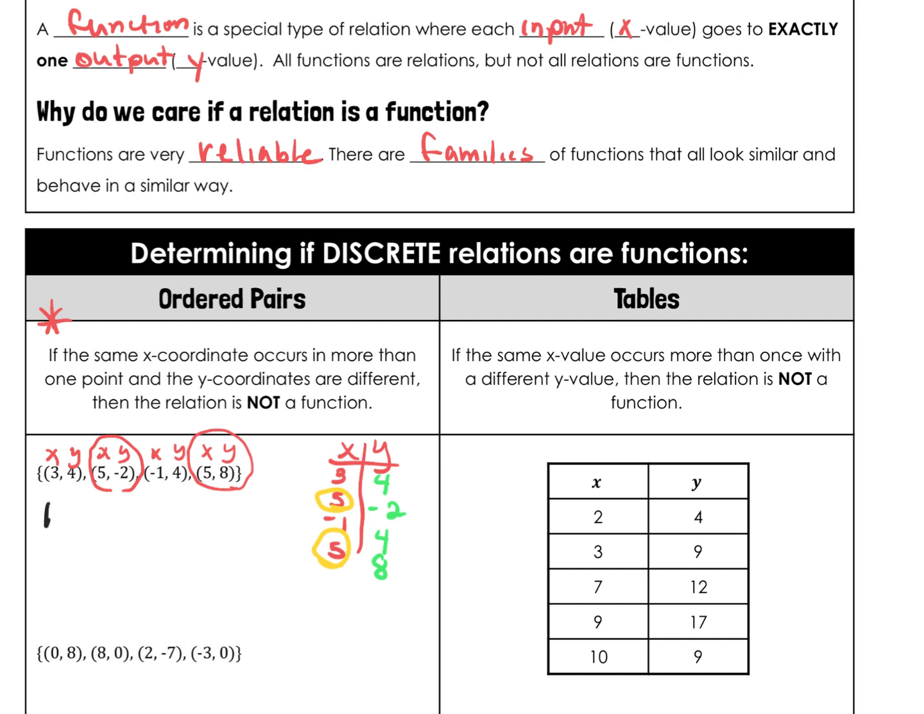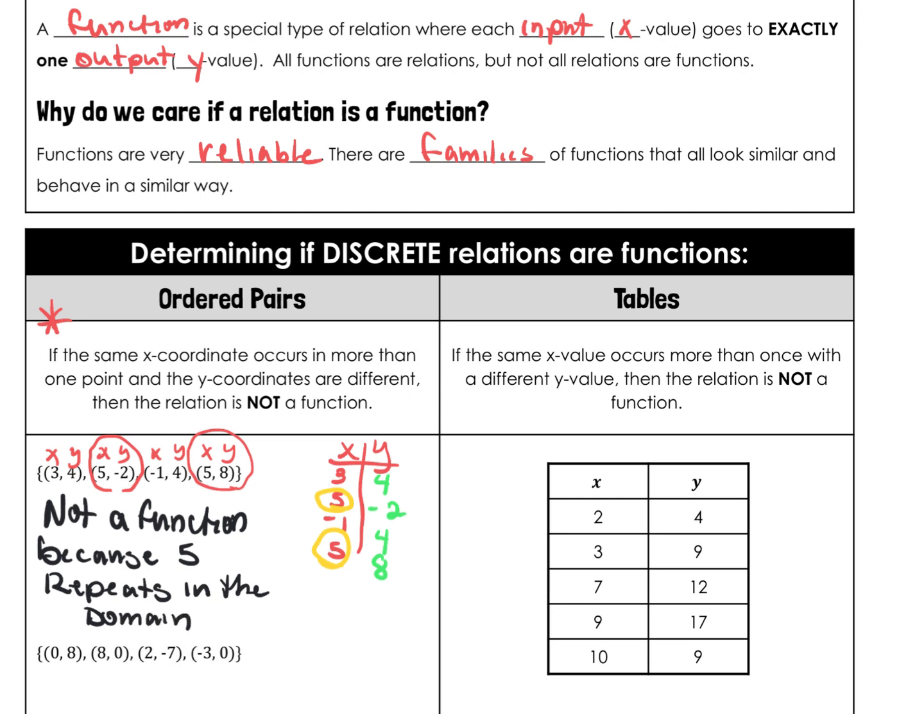So this is not a function because 5 repeats in the domain. Right?